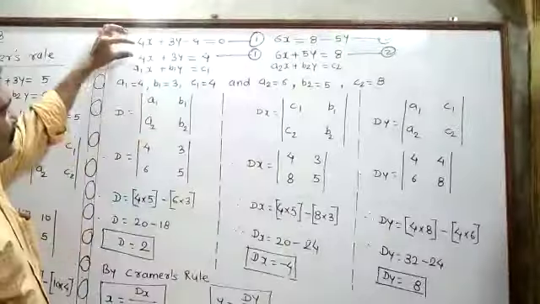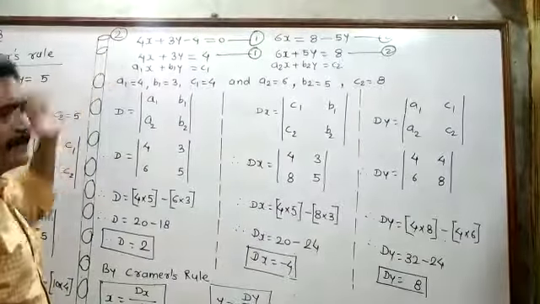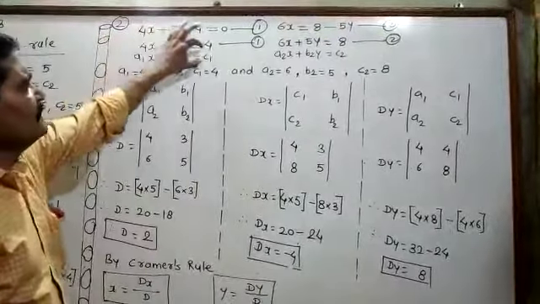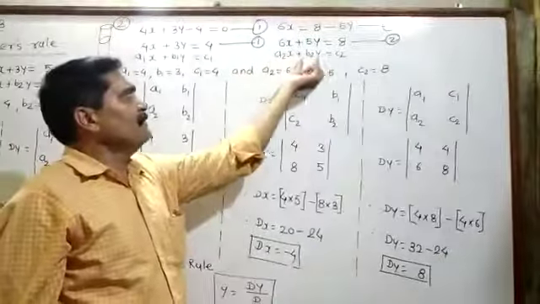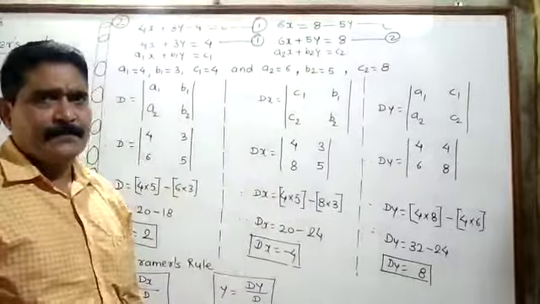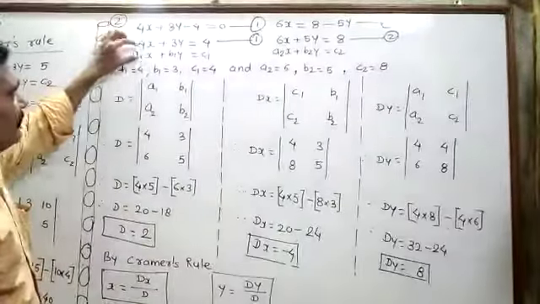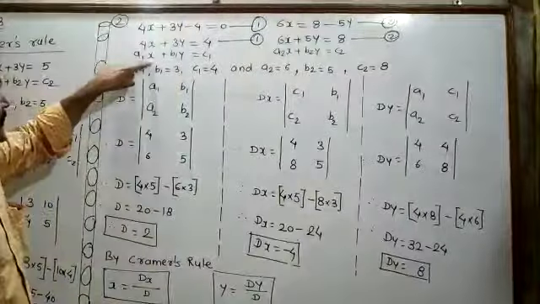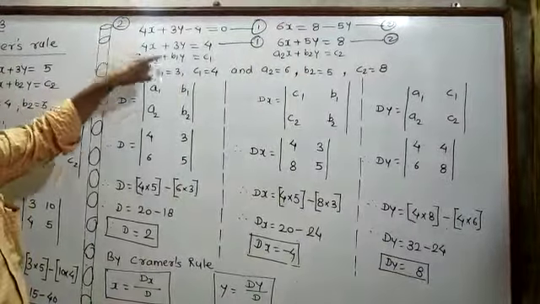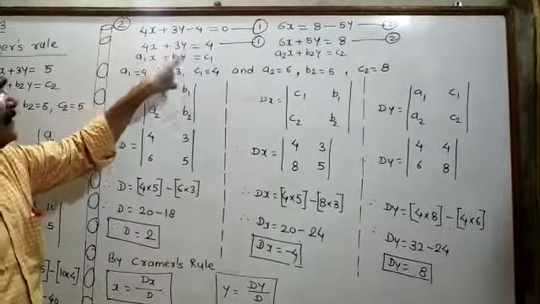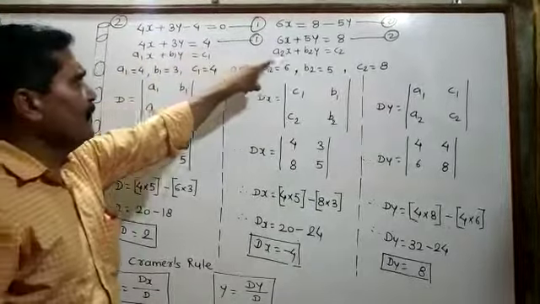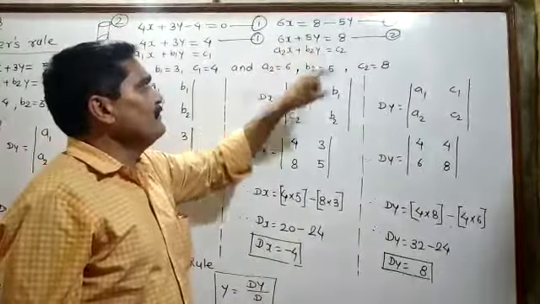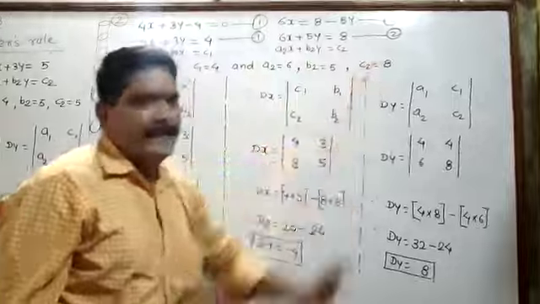And you have to compare this equation with the standard linear equation. The standard linear equation is a1x plus b1y is equal to c1 and a2x plus b2y is equal to c2. Then you have to find the values of a1, b1, c1 and a2, b2, c2. Here a1 is equal to 4, b1 is equal to 3, c1 is equal to 4. Then a2 is equal to 6, b2 is equal to 5 and c2 is equal to 8.